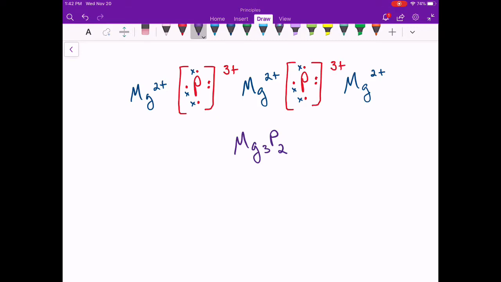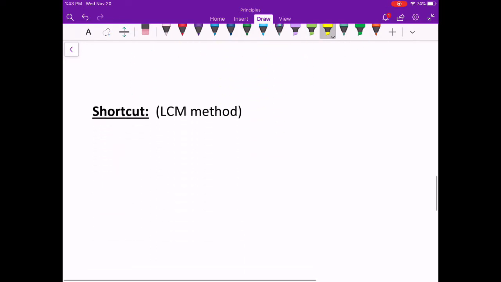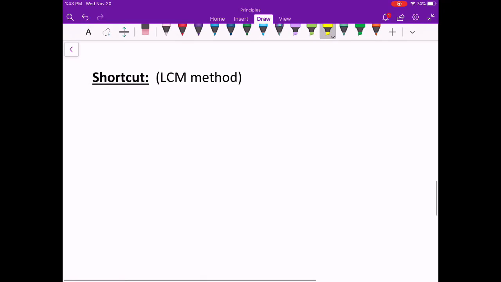The reason we showed you this way is because this is what's really happening, and this is why we end up with the formula Mg3P2 as the final formula for magnesium phosphide. But a shortcut is to use something called the least common multiple, which you might remember from math class.